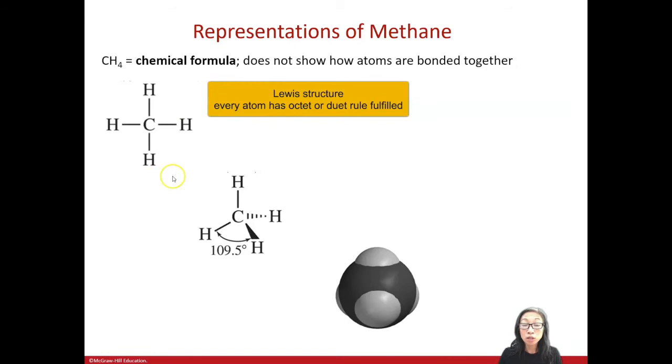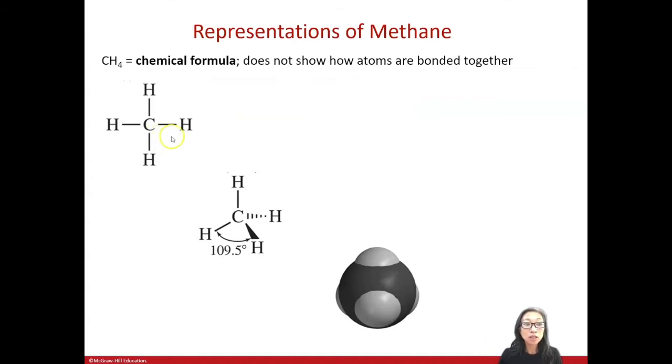This is the Lewis structure of methane. It has a carbon with 4 bonds. Every hydrogen has the duet rule fulfilled and the central atom, the carbon, has the octet rule fulfilled, and that's what drives the bond formation. And from the two-dimensional structure, there are 4 bonds around the central atom, which forms a tetrahedral shape.